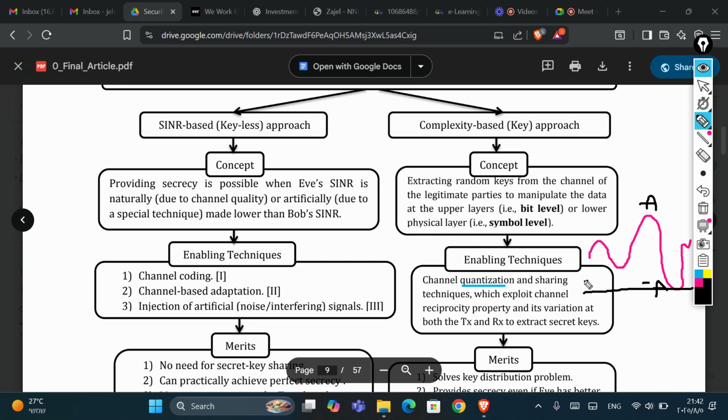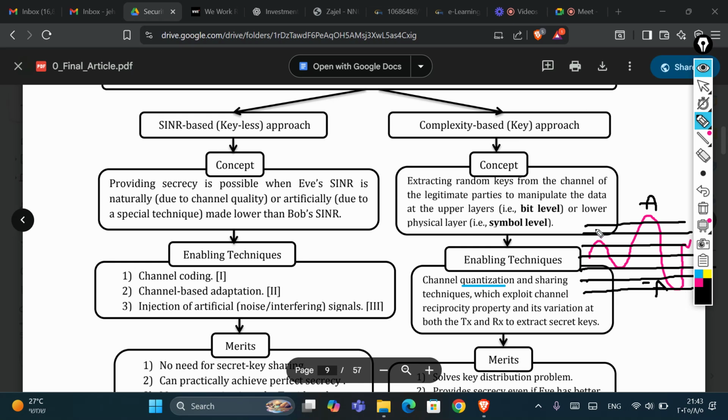the number of bits that can be assigned for each level depends on what? It depends on how close these horizontal lines are. The closer they are, the finer the quantization is, and therefore the more bits you will generate. But it will also be more susceptible to errors.